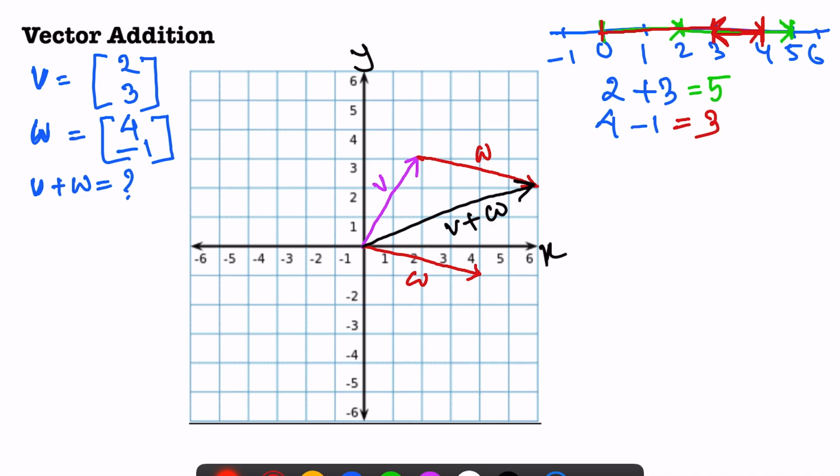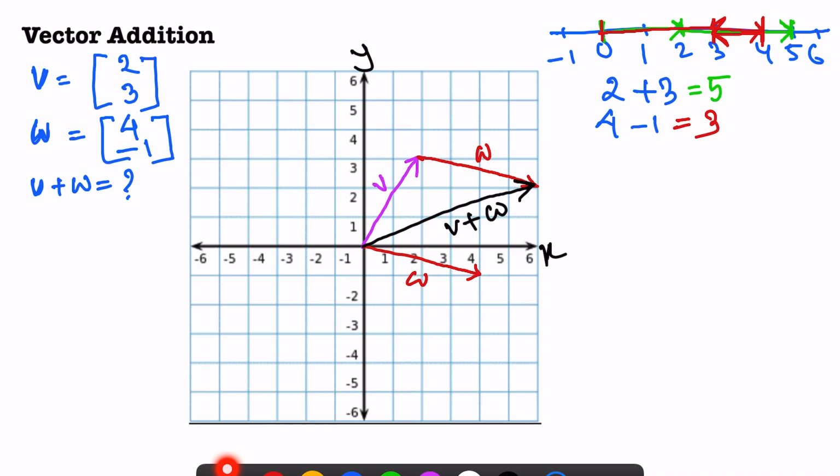So we are doing the same thing for this vector addition. So the first vector is 2, 3, right? So we move 2 steps in the positive x direction, then 3 steps in the positive y direction. So after we reach this point, from here for W vector, we move 4 steps in positive x direction, then 1 step in negative y direction. Then we reach our target point. So if we just draw a vector from origin to that point, we'll get our V plus W.